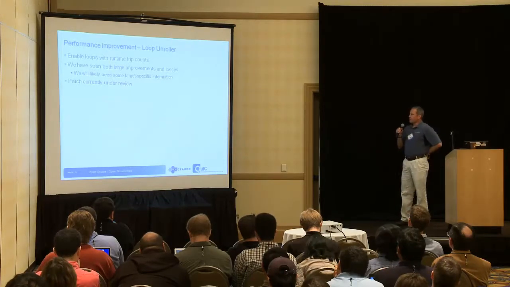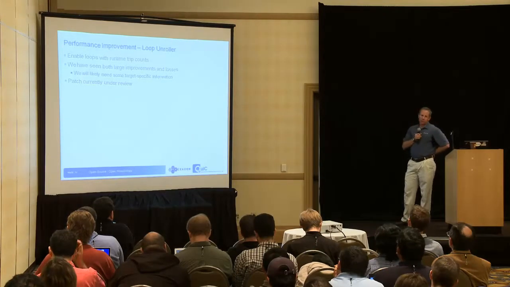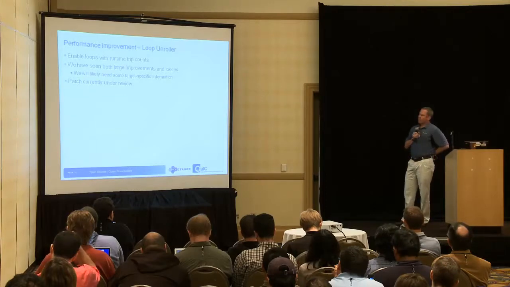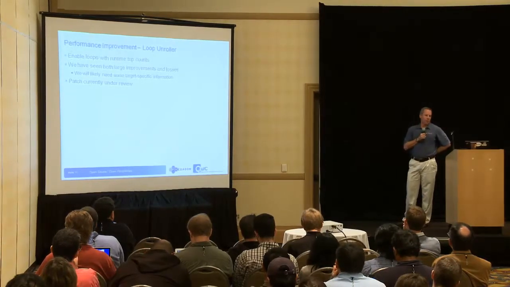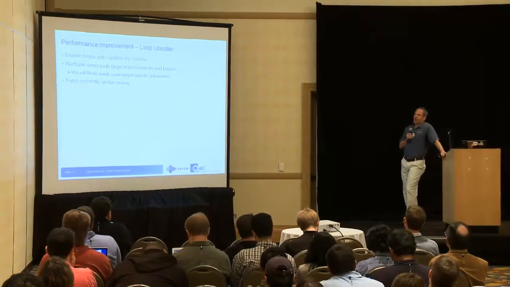So we've seen both large improvements with this kind of work, and we've also seen some losses. There are times when you can unroll a loop, and then the scheduler gets more aggressive, and that causes the register allocator to spill, and the net result can be worse. But we have seen some pretty large improvements as well. So we think on the whole, it's a good thing. I think if we want to take it to the next level, we probably need some sort of target-specific information.